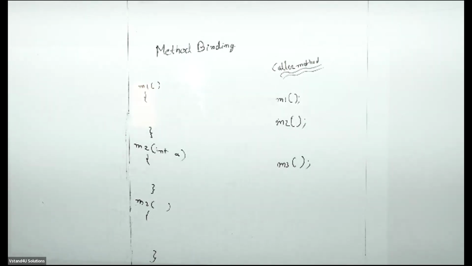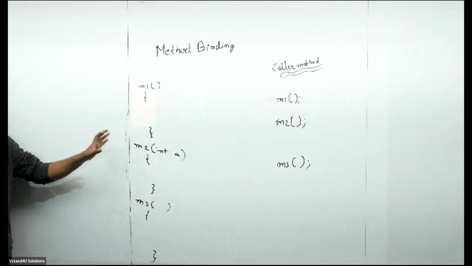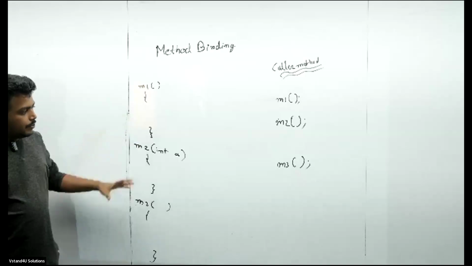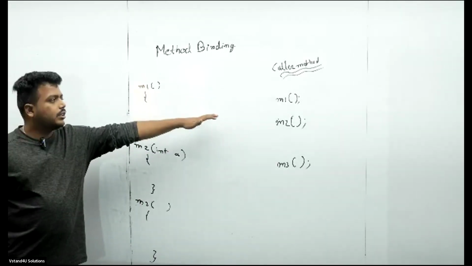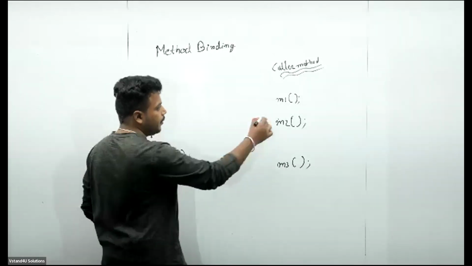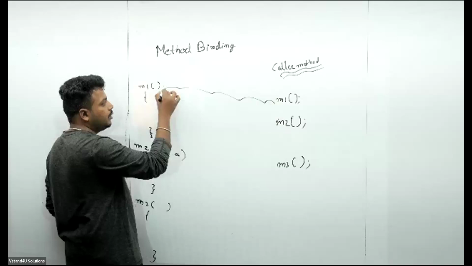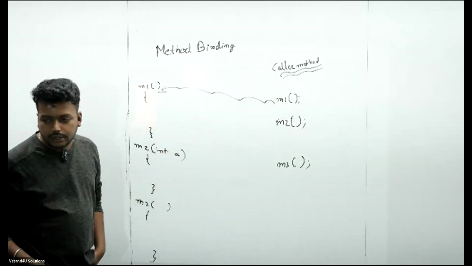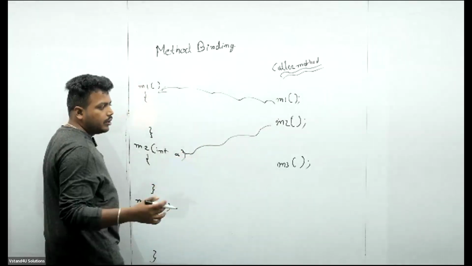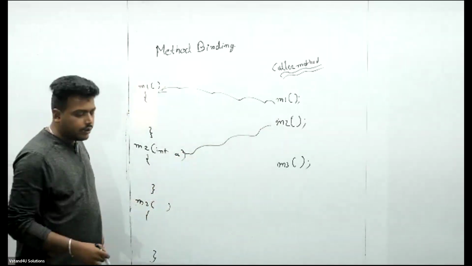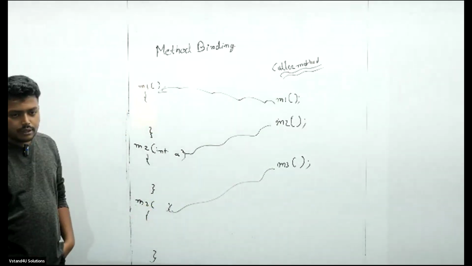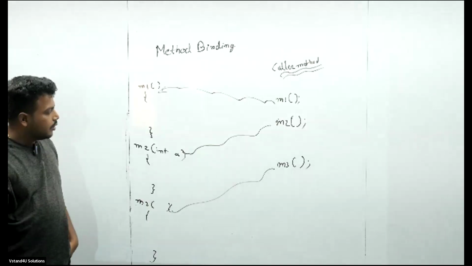Assume I have taken three methods. I'm passing the method name into the main method. When I pass M1, the control will come here and M1 will be executed. If I pass M2, the control will come here and M2 will be executed. If I pass M3, the control will come here and M3 will get executed.